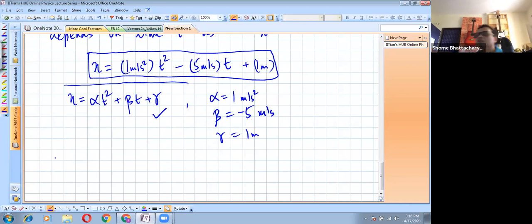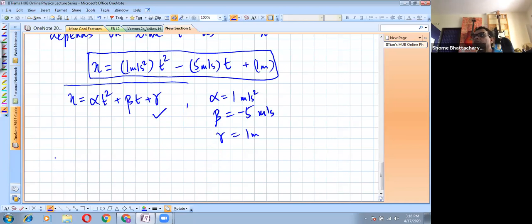No, I'm not. To answer your question, I don't mean that alpha, beta, and gamma are assumptions. I'm just saying that you can express the equation in the form of a quadratic function, that x is alpha t square plus beta t plus gamma, where the question is in fact giving us the values of alpha, beta, and gamma. So they are not assumptions on my part.